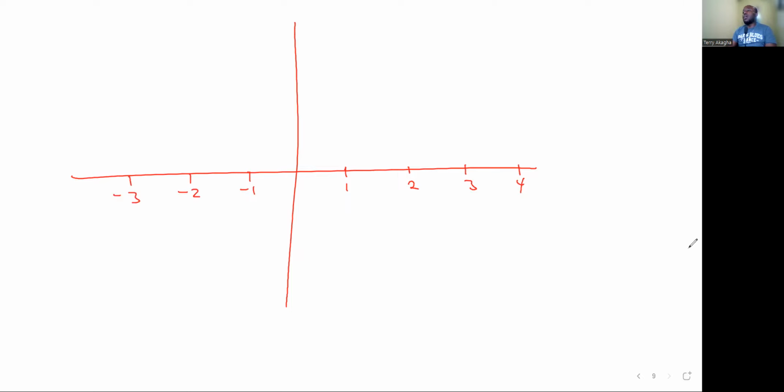So I have minus 1, 2, 3, 4. Then I can have maybe 1, 2, 3, 4 as well up here. All right, so I can have -1, -2, -3, -4. Okay, so this is the y-axis, and this is the x-axis.